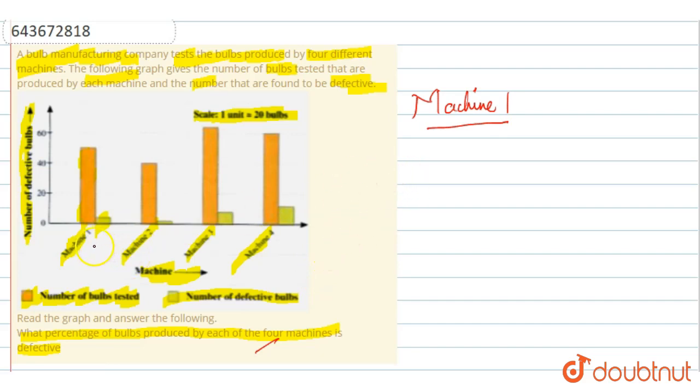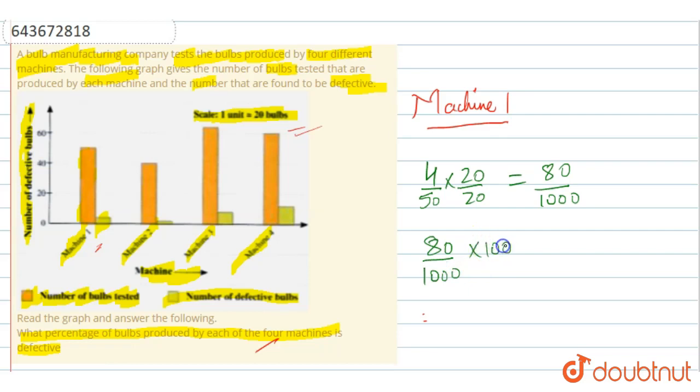In the first case, the yellow portion is at 4 and the orange portion is at 50, and the scale is 20. That means we need to multiply each by 20. So this will be 80 by 1000, and then we can easily find the percentage: 80 by 1000 into 100. The zeros cancel, and that means only 8% of the bulbs are defective.